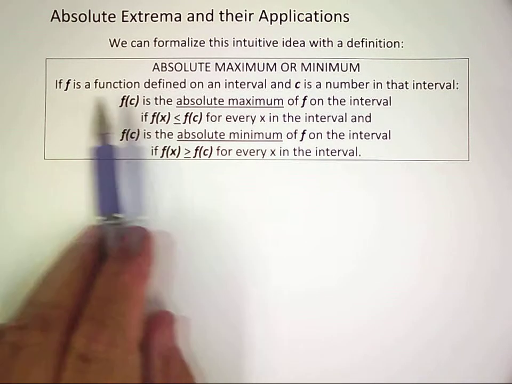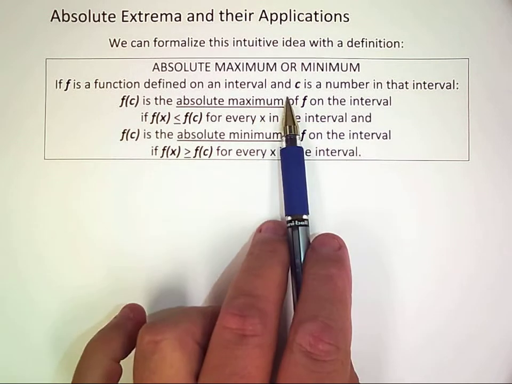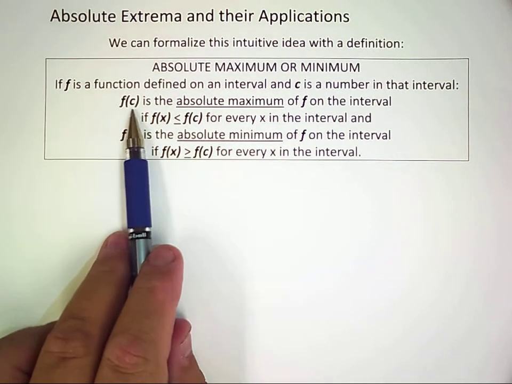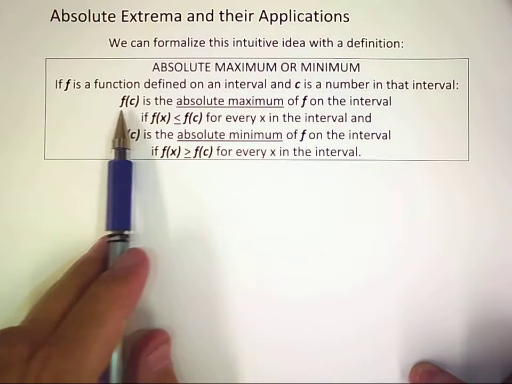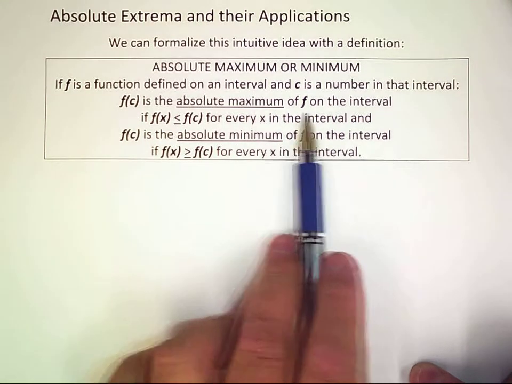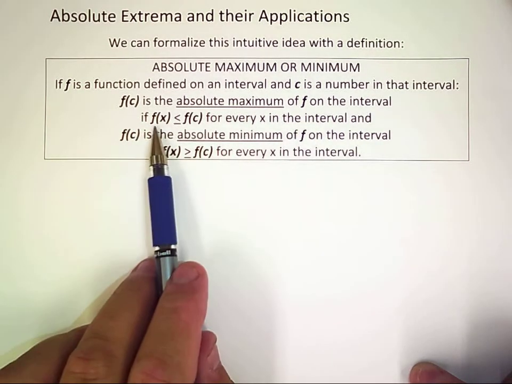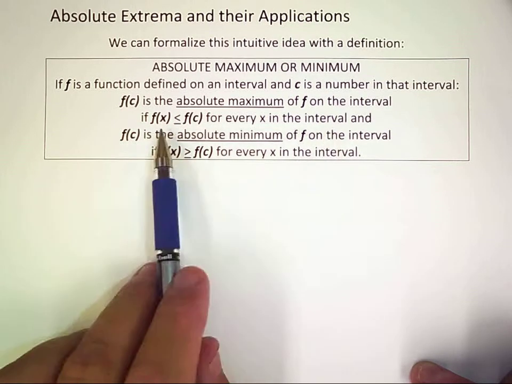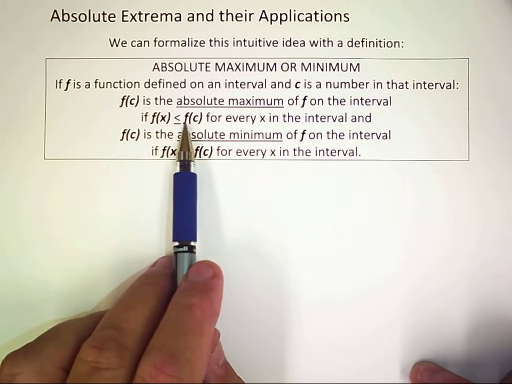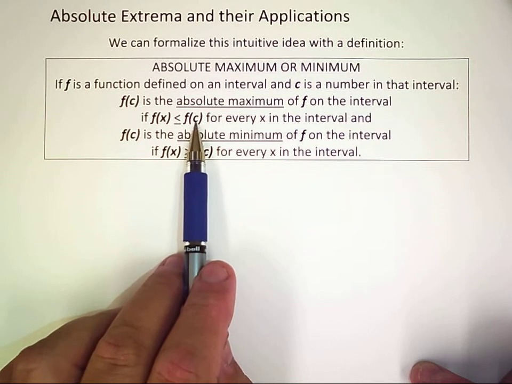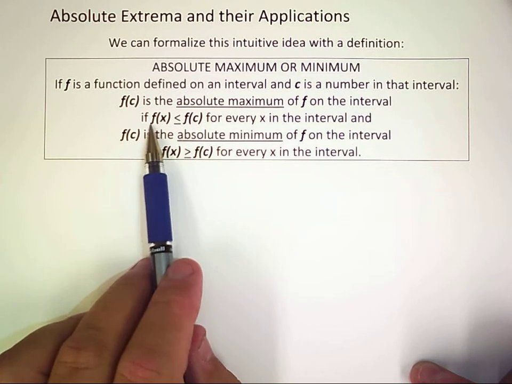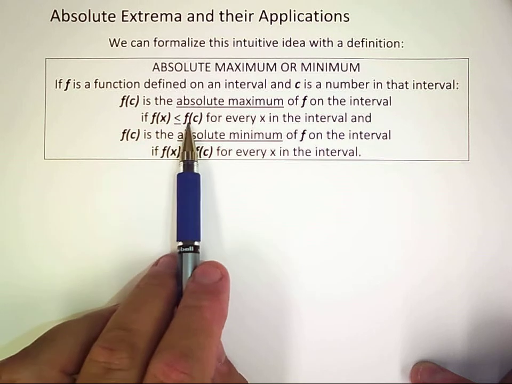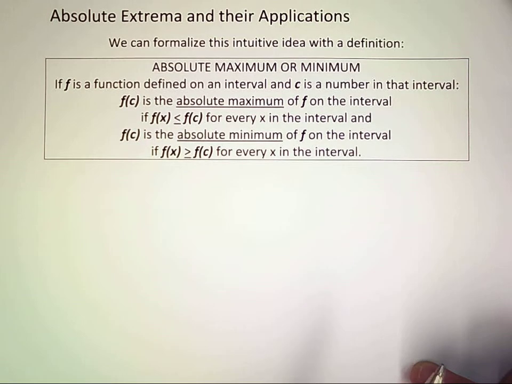If a function f is defined on an interval and c is a number in that interval, then f of c, the y value at x equal to c, is the absolute maximum of the function on the interval if f of x is less than or equal to f of c for every x in the interval. In other words, if you calculate the y value for that x value at the maximum, there is no other x value when you calculate its y value that's any bigger than that y value.